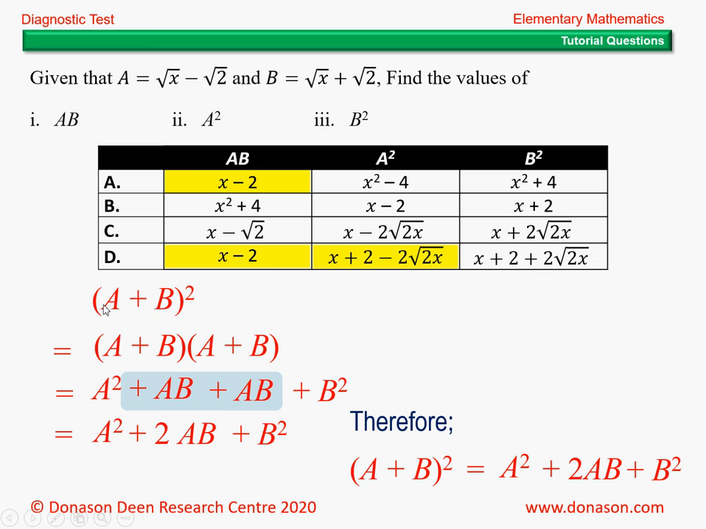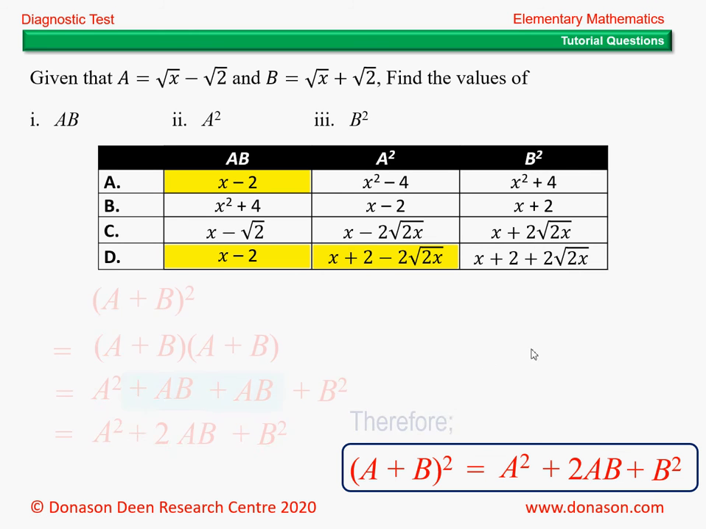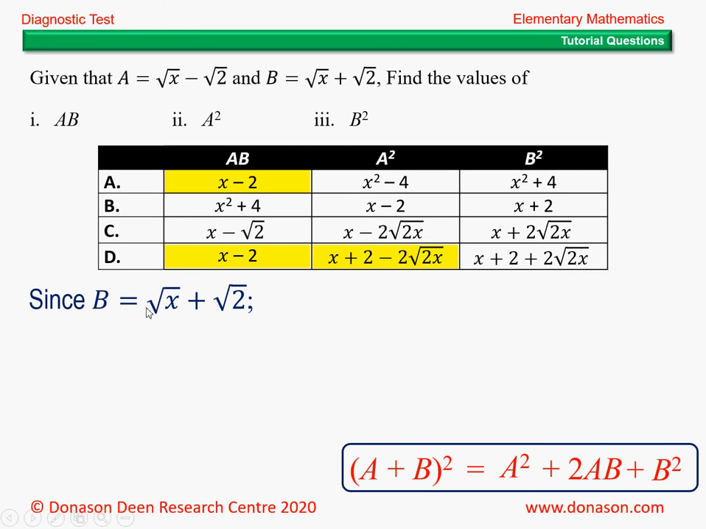Therefore the special product is a plus b. If you square it and expand it, it's going to be simply a squared plus 2ab plus b squared. So this is the result that we're going to use to solve the third part of the problem. Since your b is given as root x plus root 2, you can say in the question b is to be root x plus root 2. So we want b squared, so that means root x plus root 2 squared. So this looks exactly similar to a plus b squared. If you compare it, you can see that a is root x and b is root 2.